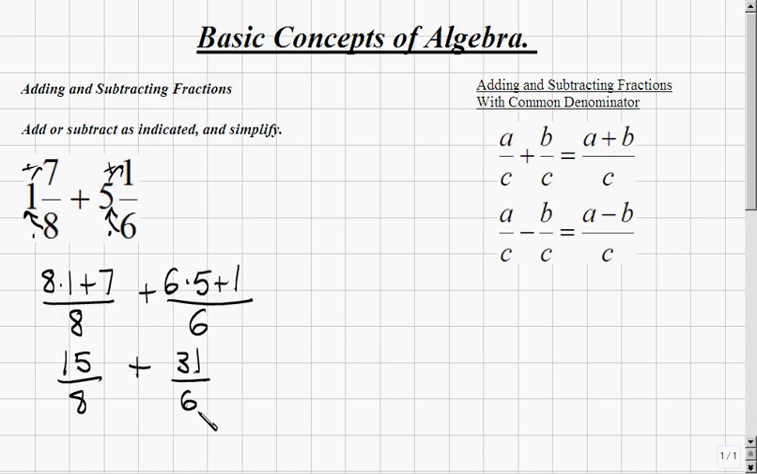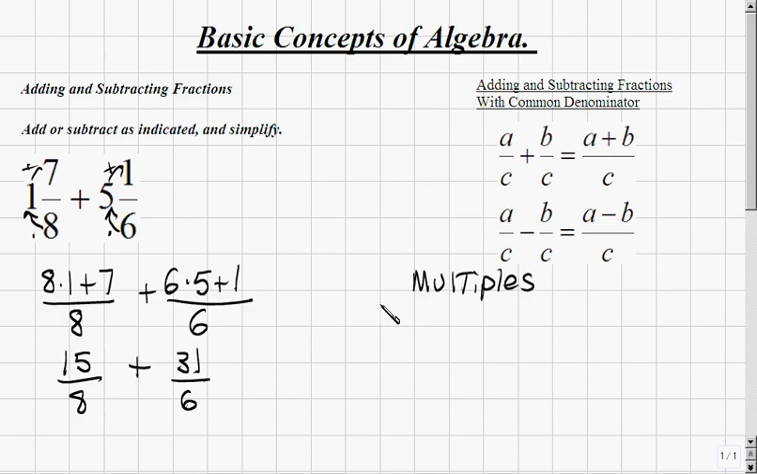We'd like to add these two fractions using our rule next, but we don't have the same denominators. So we should find the common denominator and then convert these fractions so that they will have a common denominator. How do we find the common denominator? Let's use multiples of the denominators.